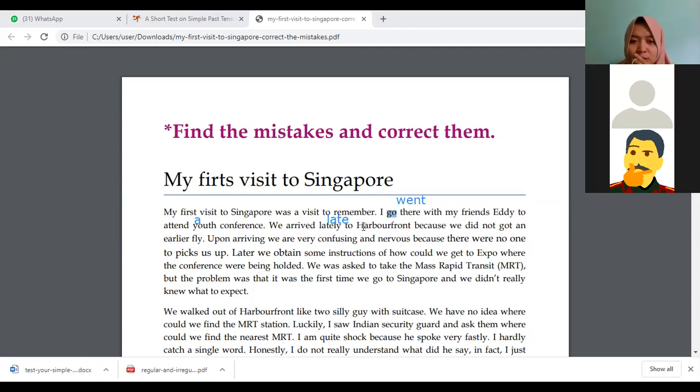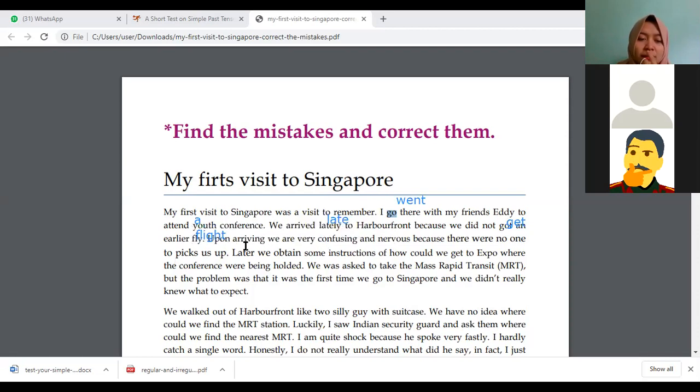We arrived late to Harbourfront because we did not. It's not got, yeah. It must be get. In a negative sentence, we do not need to change the verb. There's no need to change it to a past verb because we have did not and the verb is still in base form. So we didn't get an earlier flight. Is that true? It must be earlier flight.